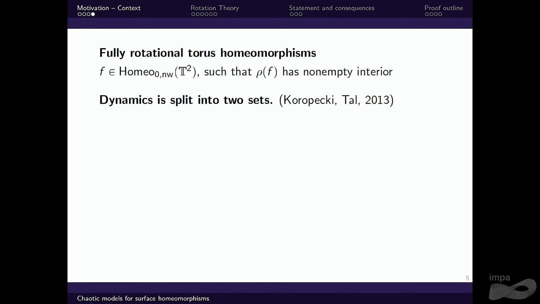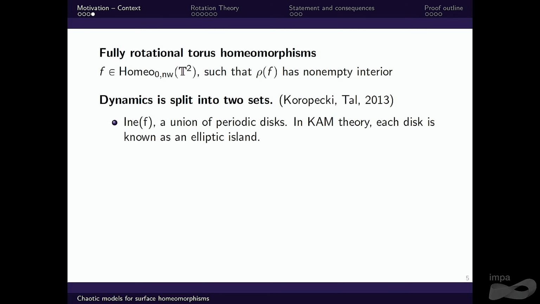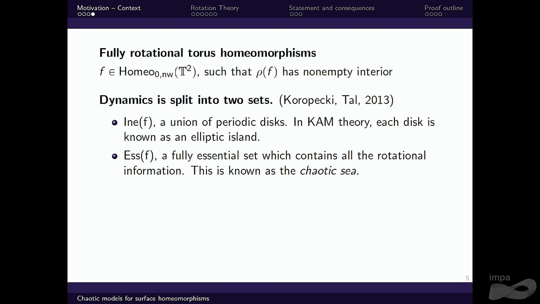So let me state some things. Andrés Koropecki and Fábio Tal proved that for any such homeomorphism, the dynamics look like that. Okay, it looks like islands and sea. So you have your inessential set, which is a union of periodic disks, which in KAM theory are known as elliptic islands. And on the other hand, we have the essential set, which is fully essential, meaning you have all the fundamental group, all the pi1 codified in that set, which contains all the rotational information. This is known as the chaotic sea.